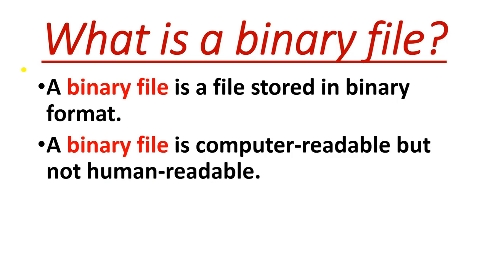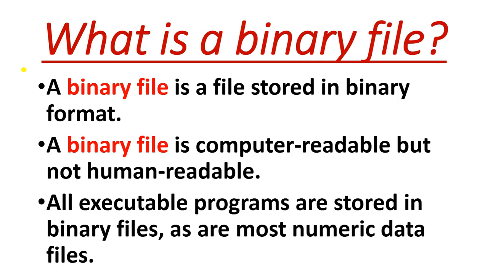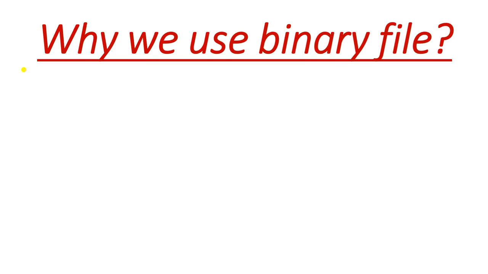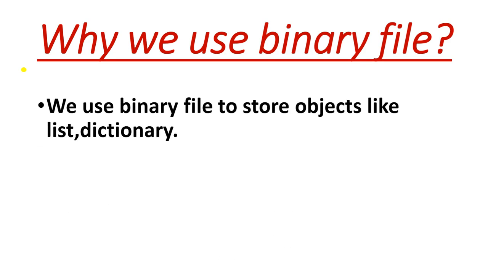So a binary file is computer readable but not human readable. Okay. So the binary content can be read by the system only. All executable programs are stored in binary files, as are most numeric data files. Next is why we use binary file. We are working with the text file, but what is the need of the binary file? Because binary file is fast as compared to text file, and there are some more points.